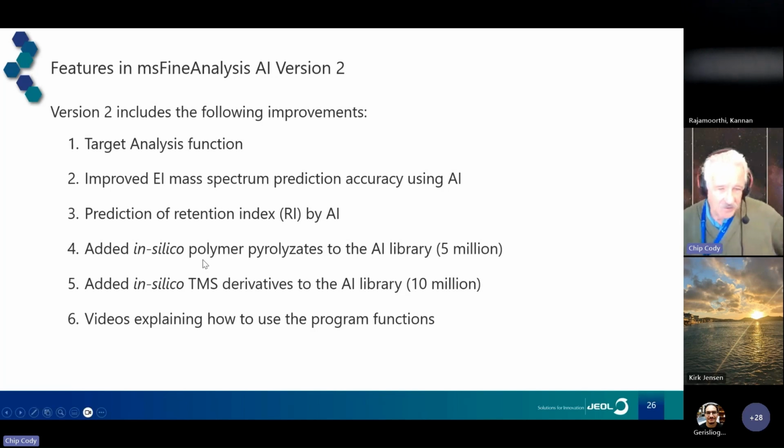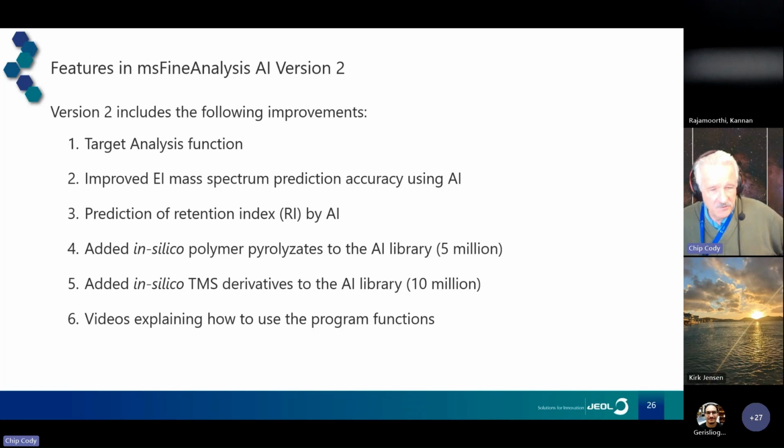And probably the most exciting thing for this group and for me was that we did in silico pyrolysis of polymers, adding, I think it says 5 million here, but they actually came up with 10 million structures. So that adds a lot of things that we don't have standards for to the AI database.